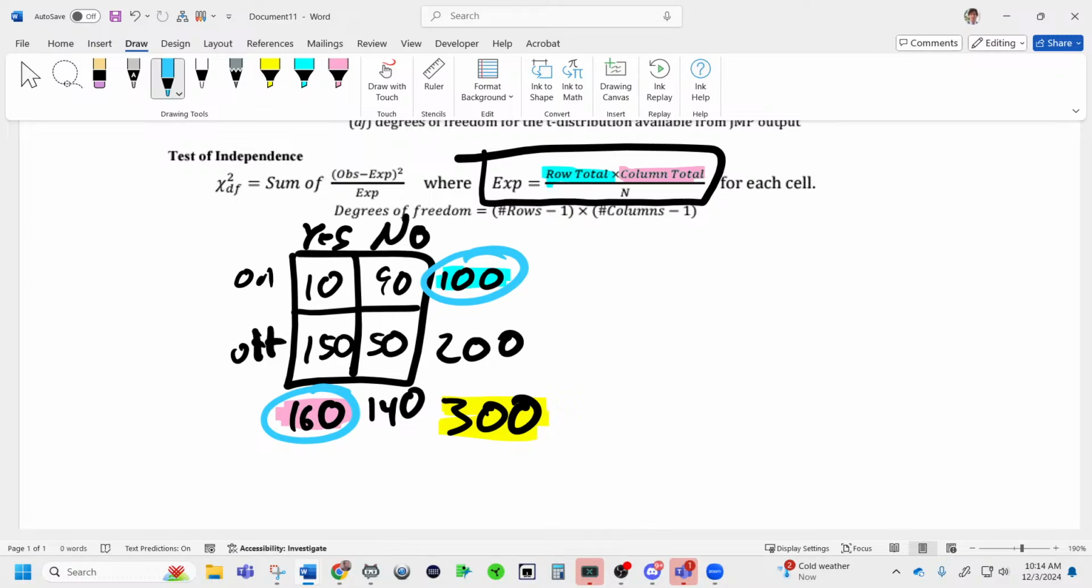Yeah, it's great. And so that's capital N. I call that grand total a lot of times. Good answers. You're right, so this would give the answer for this cell in the table.